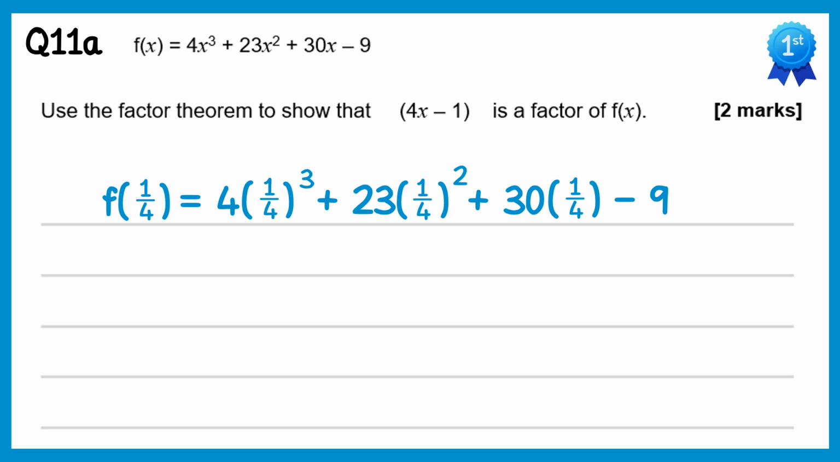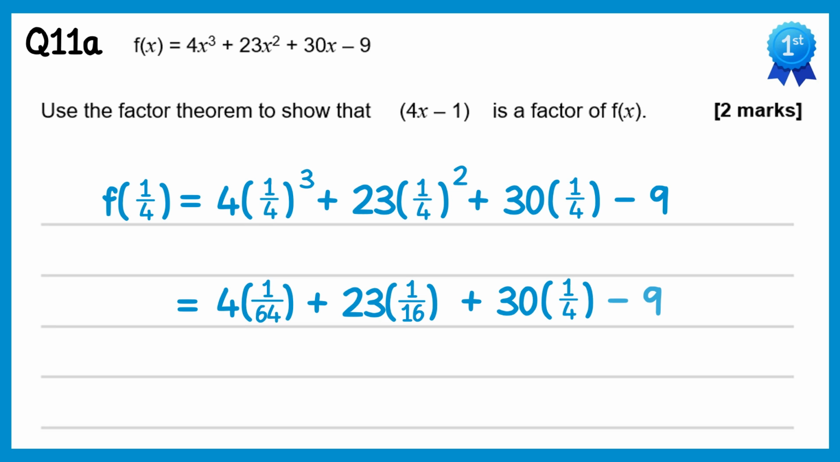So we've got 4 lots of 1/4 cubed. Well, 1/4 cubed is 1/4 times 1/4 times 1/4, which is 1/64. 1/4 squared is 1/4 times by itself, so 1/16. And then we've got 30 quarters and minus 9.